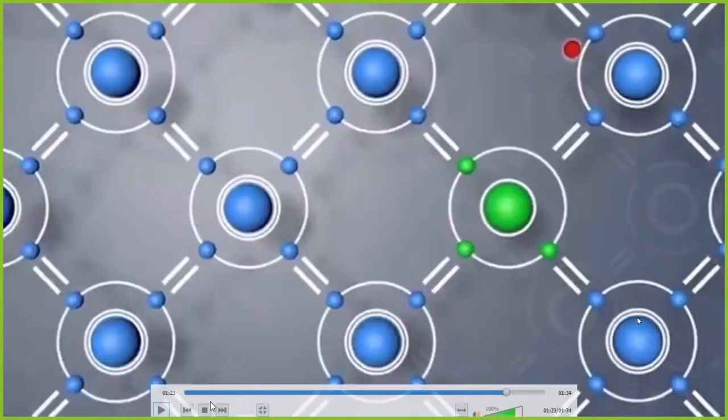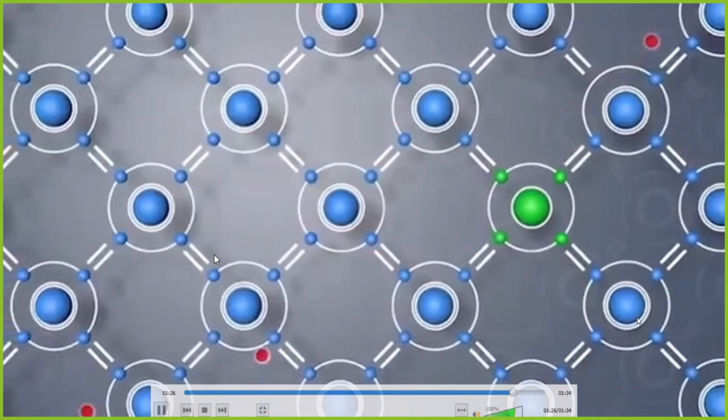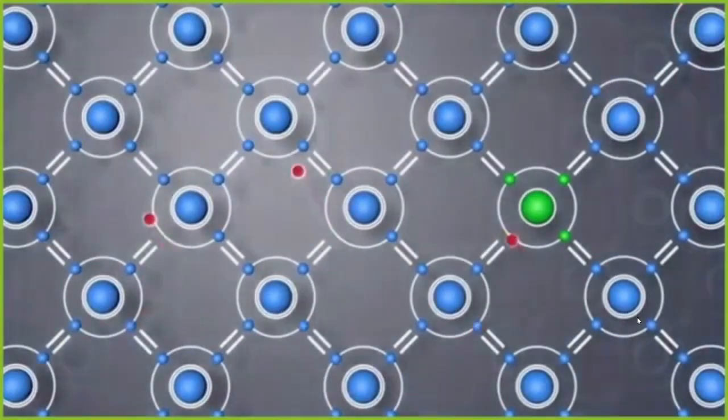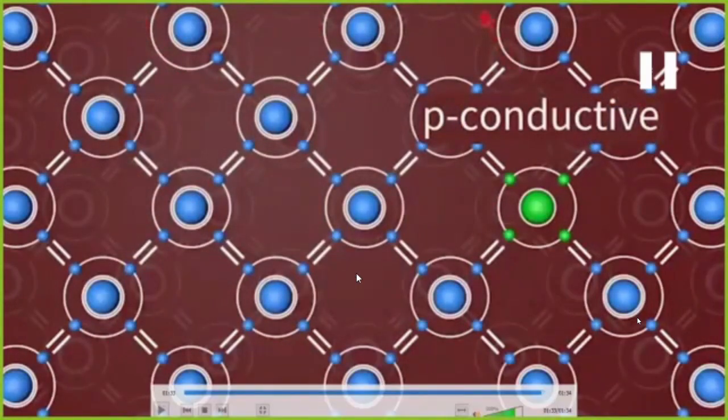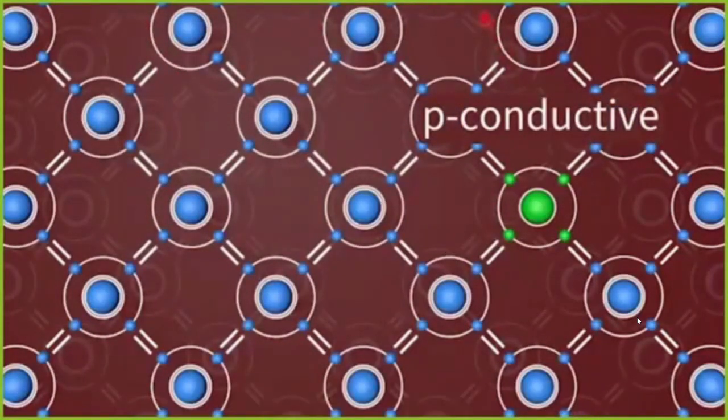So, let me repeat. The holes move through the crystal like positively charged particles, making the material p-conductive. So the holes and the electrons in our crystal lattice structure swap places. This is what we call the p-type material, or in other words, p-conductive. It means it is positively charged because there are more holes compared to electrons. Whereas in the N-conductive or N-type material, there are more electrons compared to holes.